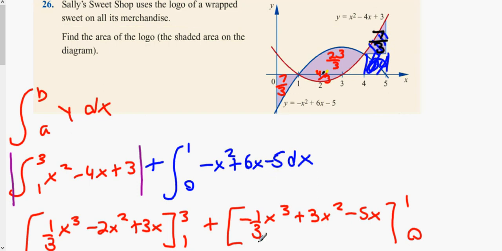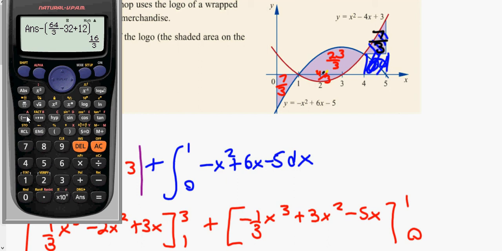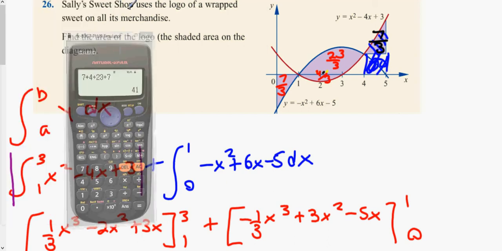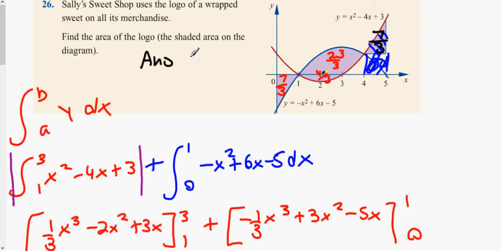Now finally we've got to add them all together. So what we have is 7 over 3 plus 4 over 3 plus 23 over 3 plus another 7 over 3. That will give us 41 all over 3. Okay, so 41 all over 3 is the answer, and that's the answer in the back of the book. 41 divided by 3.